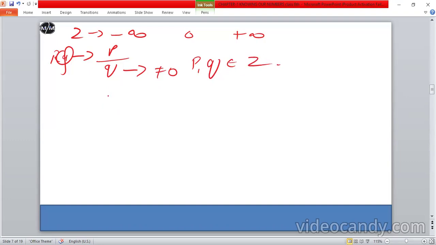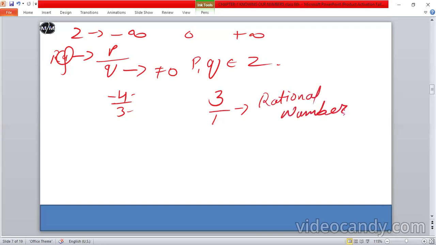I can write minus 4 by 3, it is a rational number because both of the numbers are integers. Can I write a natural number like 3 in the form of p upon q? Yes, I can write it as 3 upon 1, and that's why I can say it is a rational number. If you can represent any number in the form of p upon q, you can say that number is a rational number.